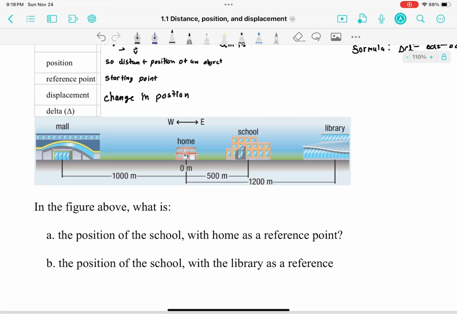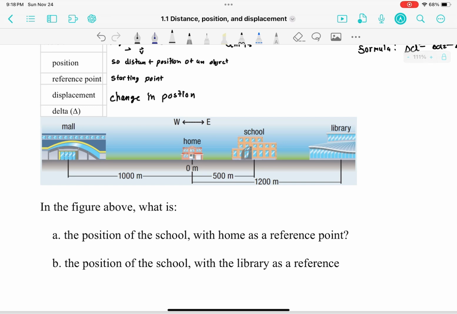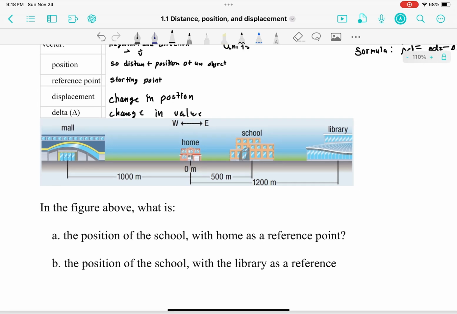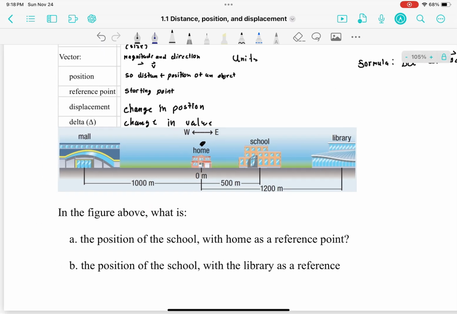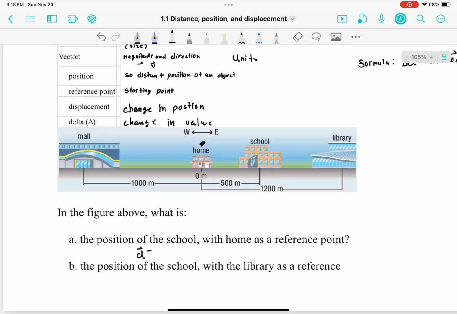So let's look at what's down here and let's try to solve. Oh, also, what is delta? Let's say change in value. So it says, in the figure above, what is the position of the school with home as a reference point? So if we're starting at home as a reference point, what is the position of the school? Well, we can just know this to be D vector is equal to 500 meters. We know this because from here to here, it's going to be 500.